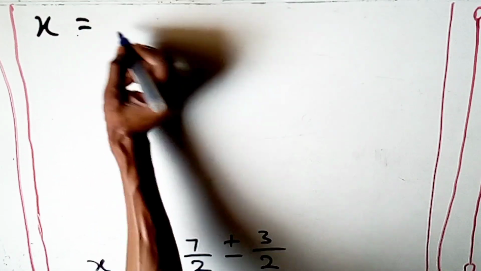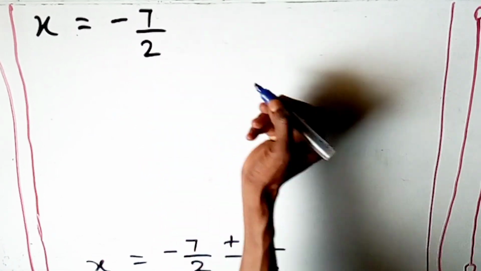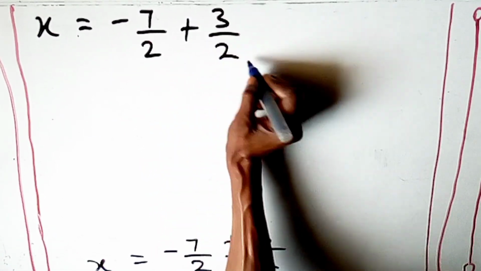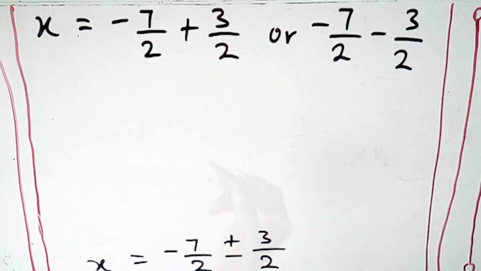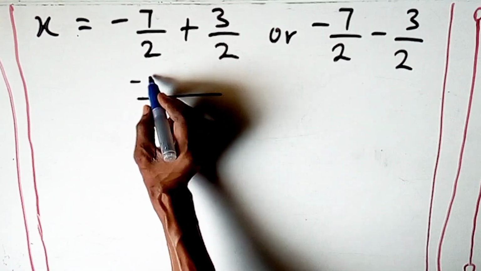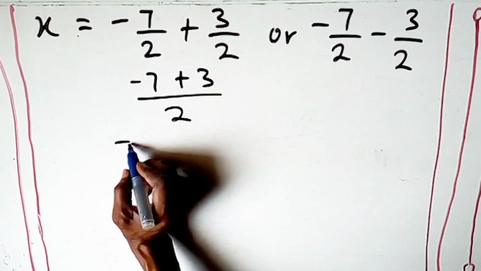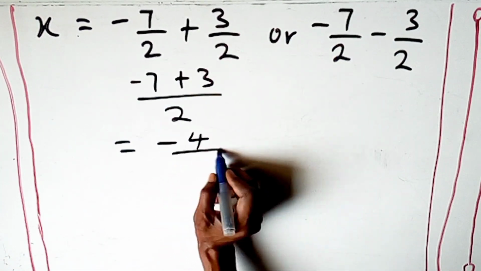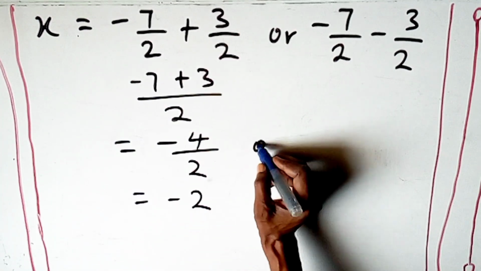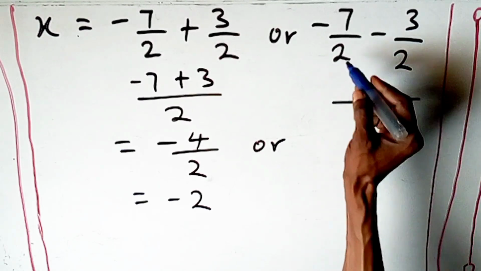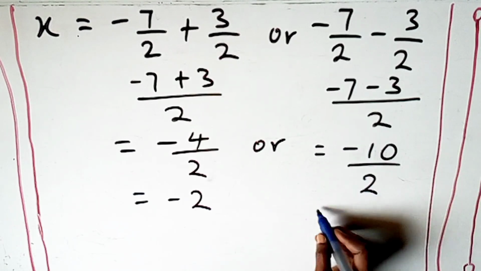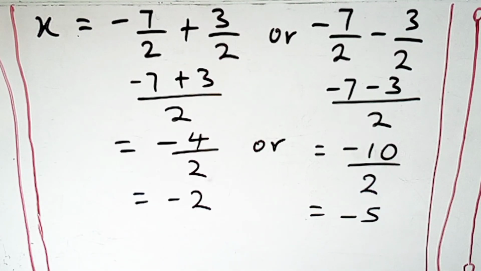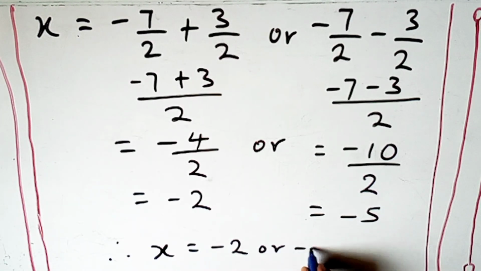So x is equals to minus 7 over 2 plus 3 over 2, or minus 7 over 2 minus 3 over 2. And when we did that, our answer is minus 4 over 2, which is equals to minus 2. Or the second one will give us minus 10 over 2, which is equals to minus 5. You can see using the three methods, we got the same answer, minus 2 or minus 5.